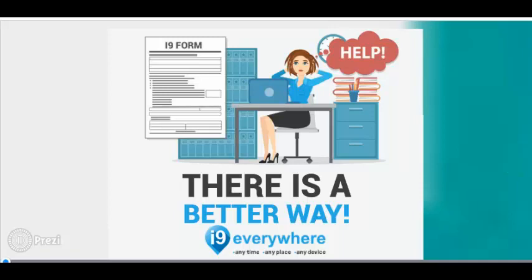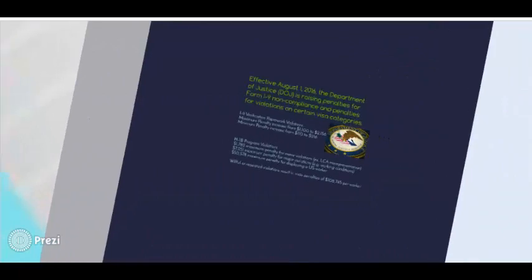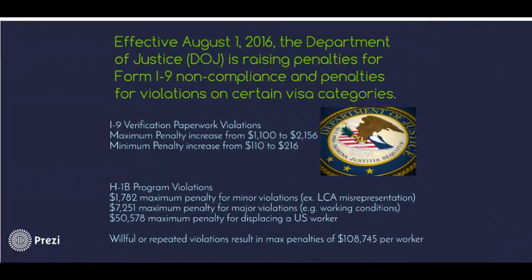I'm going to take you through a quick walkthrough of the software, show you exactly how I9Everywhere does it. First of all, I don't know if you've noticed this, but late last year, the Department of Justice and ICE actually announced that they were doubling the fines for I-9 paperwork violations and taking the fines for H-1B program violations all the way up to $100,000 per worker.